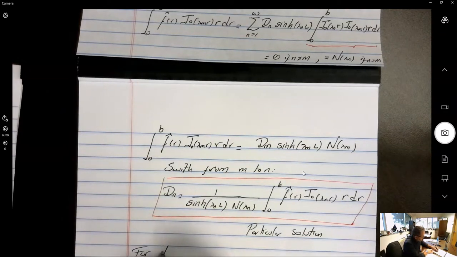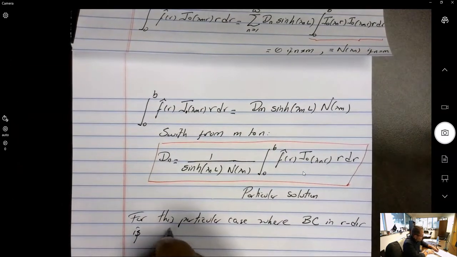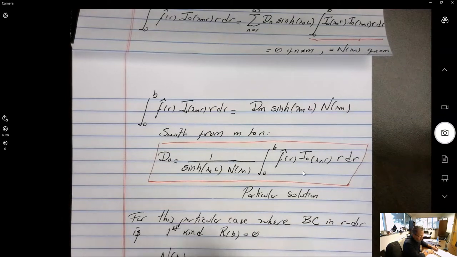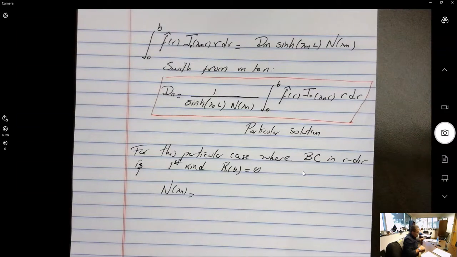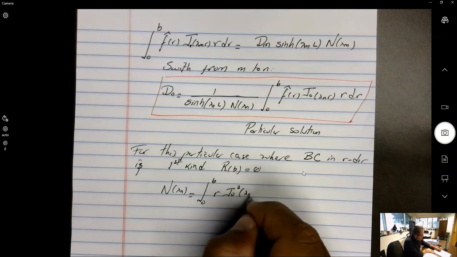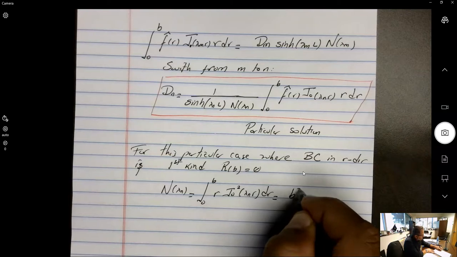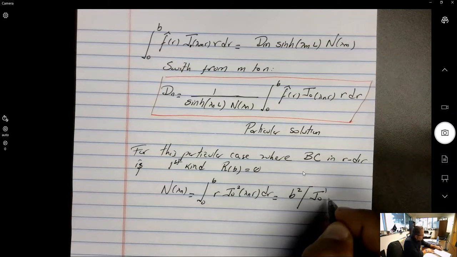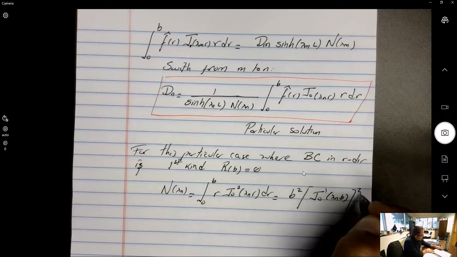So for this particular case, where the boundary condition in the r direction is first kind, at r equals b equals 0, the norm, which is the integral from 0 to b of r J0 squared of lambda n r dr is equal to b squared times J0 prime of lambda n b squared. That comes directly out of the table.